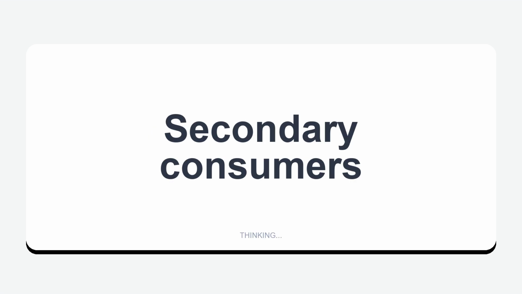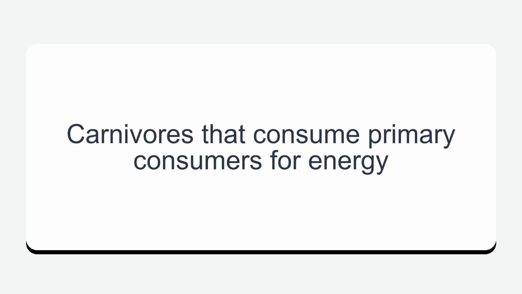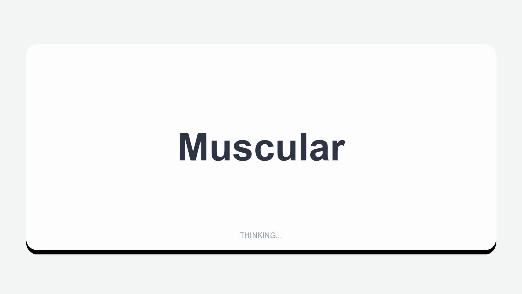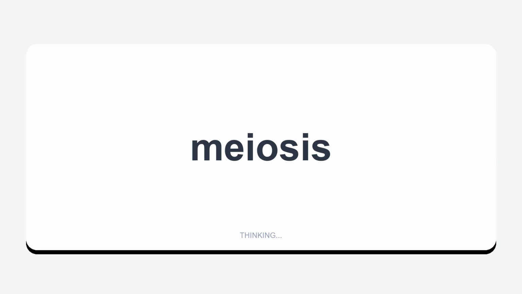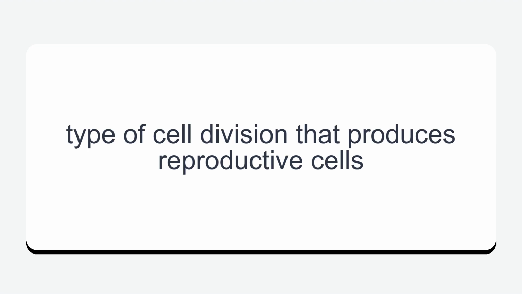Secondary consumers. Carnivores that consume primary consumers for energy. Muscular. Organ system, locomotion, and heat production. Includes muscles and tendons. Meiosis. Type of cell division that produces reproductive cells.